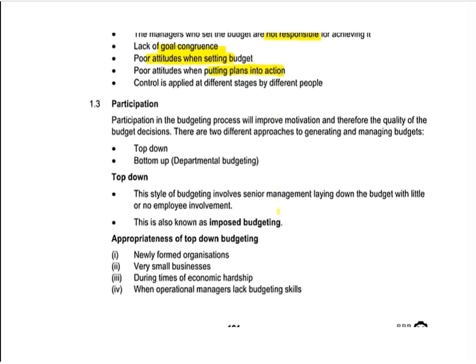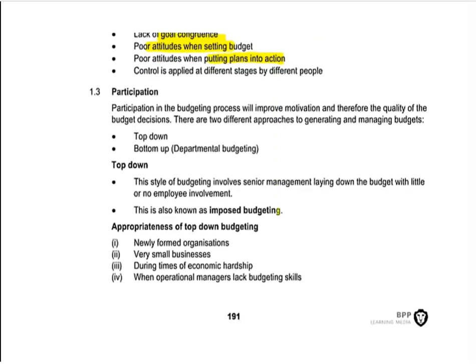So we talked a little bit about getting people involved, and participation can improve motivation, and therefore it can improve the budgets that are actually set. Two types then of attitudes. First of all is top down. Here then participation is almost non-existent.